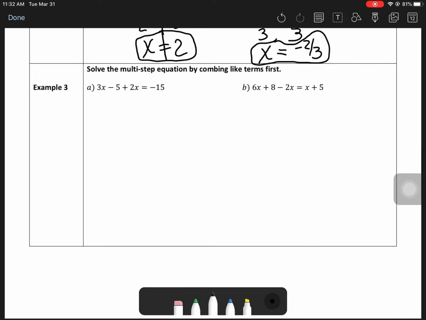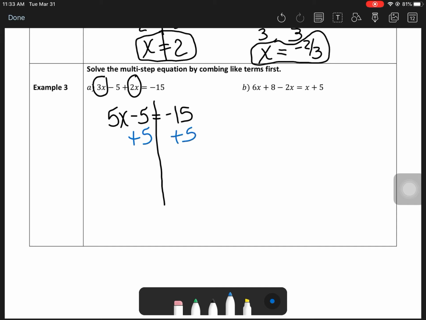In our last 2 examples, we are combining like terms before we start. So here we have a 3x and a 2x. 3x plus 2x is 5x. We'll write down the rest of our equation, and now it looks like the examples that we already did. The opposite of negative 5 is a positive 5, so we're going to add 5 to both sides. So we have 5x is equal to negative 10. Then the opposite of multiplying by 5 is to divide by 5. So x is equal to negative 2, and that's going to be the solution to this equation.